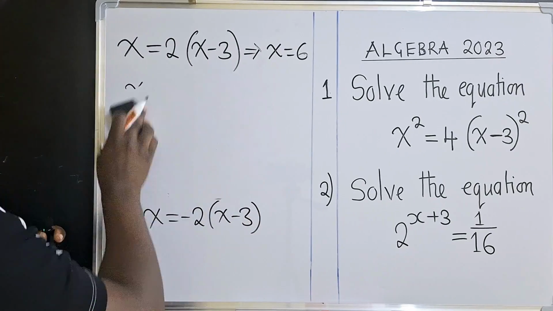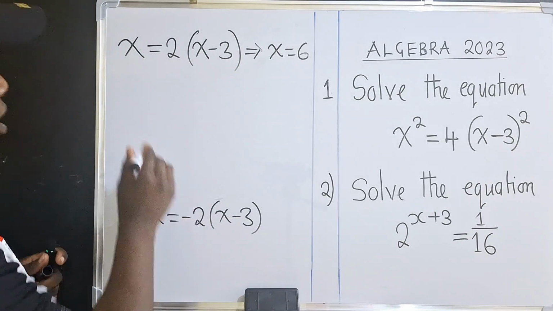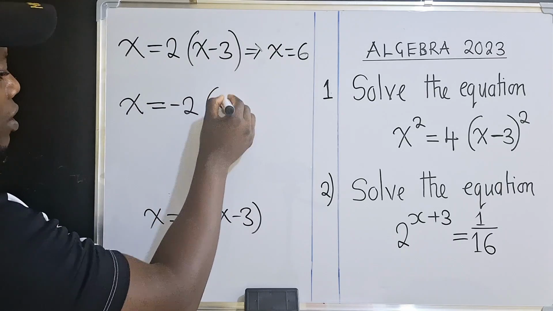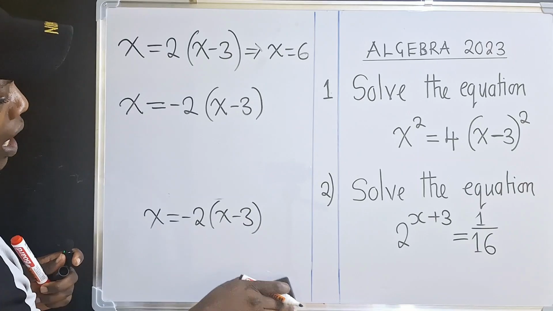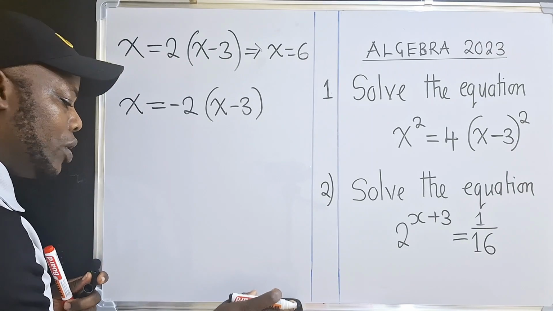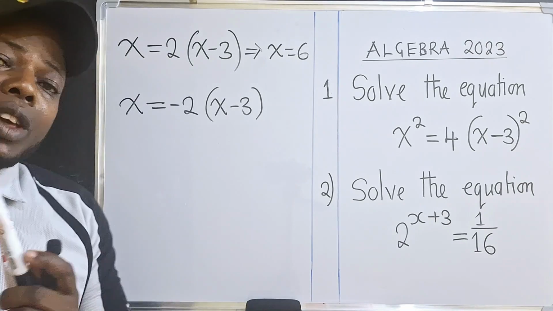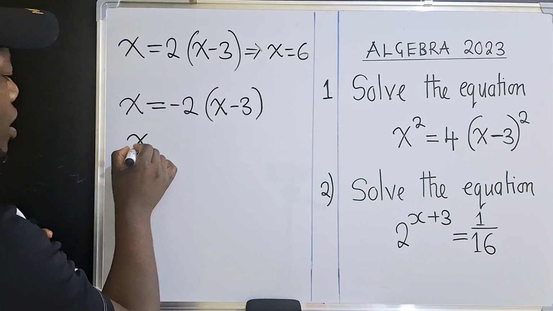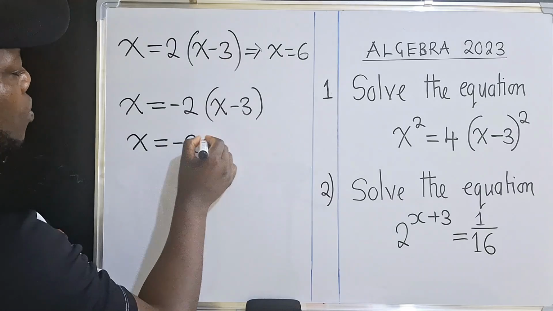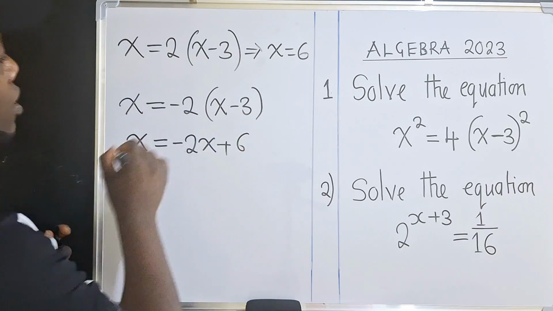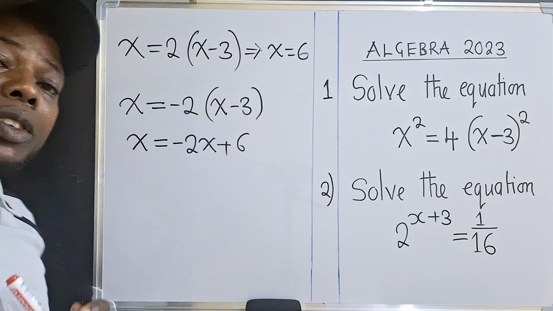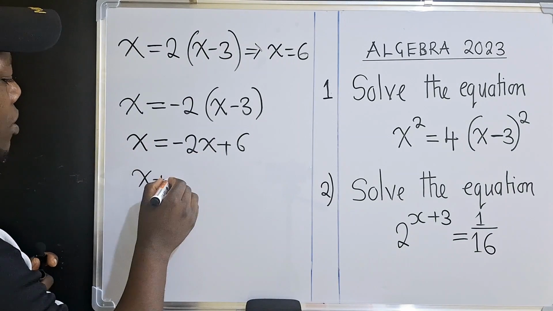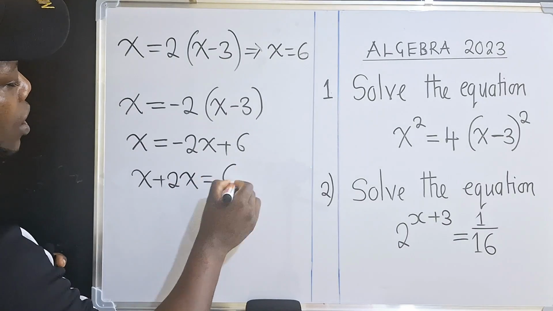For the next one, which is this one here, we shall say x = -2(x - 3), like this. So we do the same. We solve the equation. We first need to get rid of the brackets as usual. So that is x = -2x + 6. Negative and negative will give us what? A positive. So now we group the like terms. This is what we're getting.